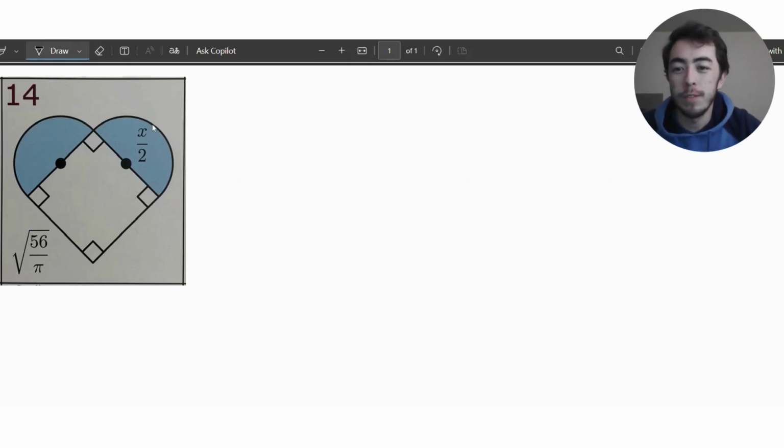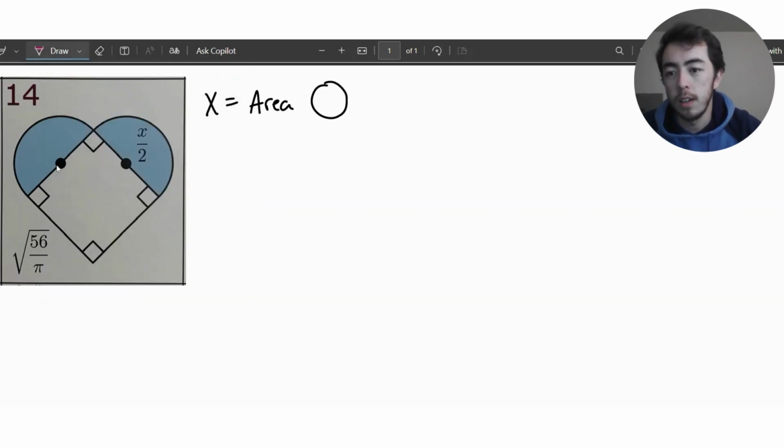All right, we need to solve for x, and it looks like x divided by 2 is going to be the area of one of these blue semicircles. So combining them together, x is just going to be the area of the whole circle. Okay. And we're given some information down here. The side length of the square is going to be the square root of 56 over pi.